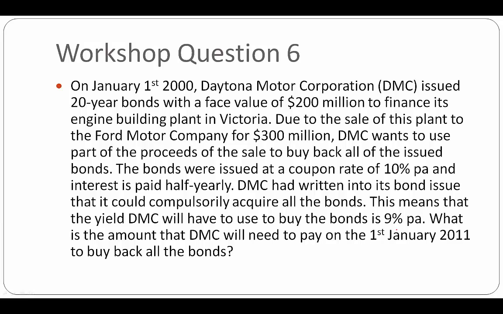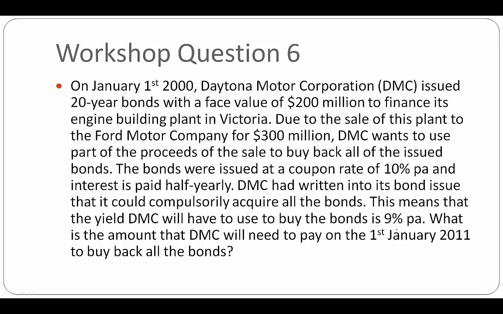On January 1st, 2000, Daytona Motor Corporation issued 20-year bonds with a face value of $200 million to finance its engine building plant in Victoria. Due to the sale of this plant to the Ford Motor Company for $300 million, DMC wants to use part of the proceeds of the sale to buy back all of the issued bonds. The bonds were issued at a coupon rate of 10% per annum, and interest is paid half yearly.